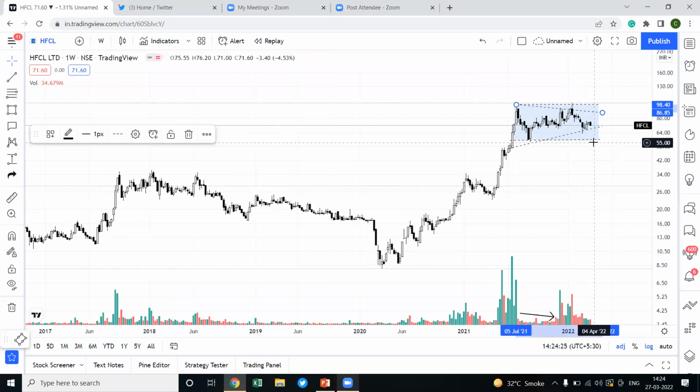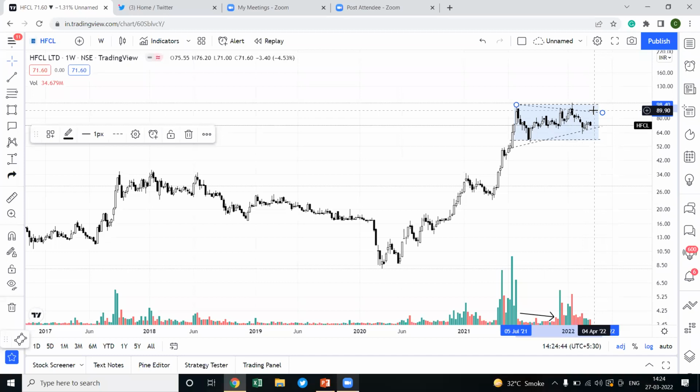It should not break the 55 level mark. If it breaks the 55 level mark, it can come till the 35 to 40 level. And on the upside, once it breaks the 90 level mark and closes above it on the weekly scale, then it will again move to the upside.